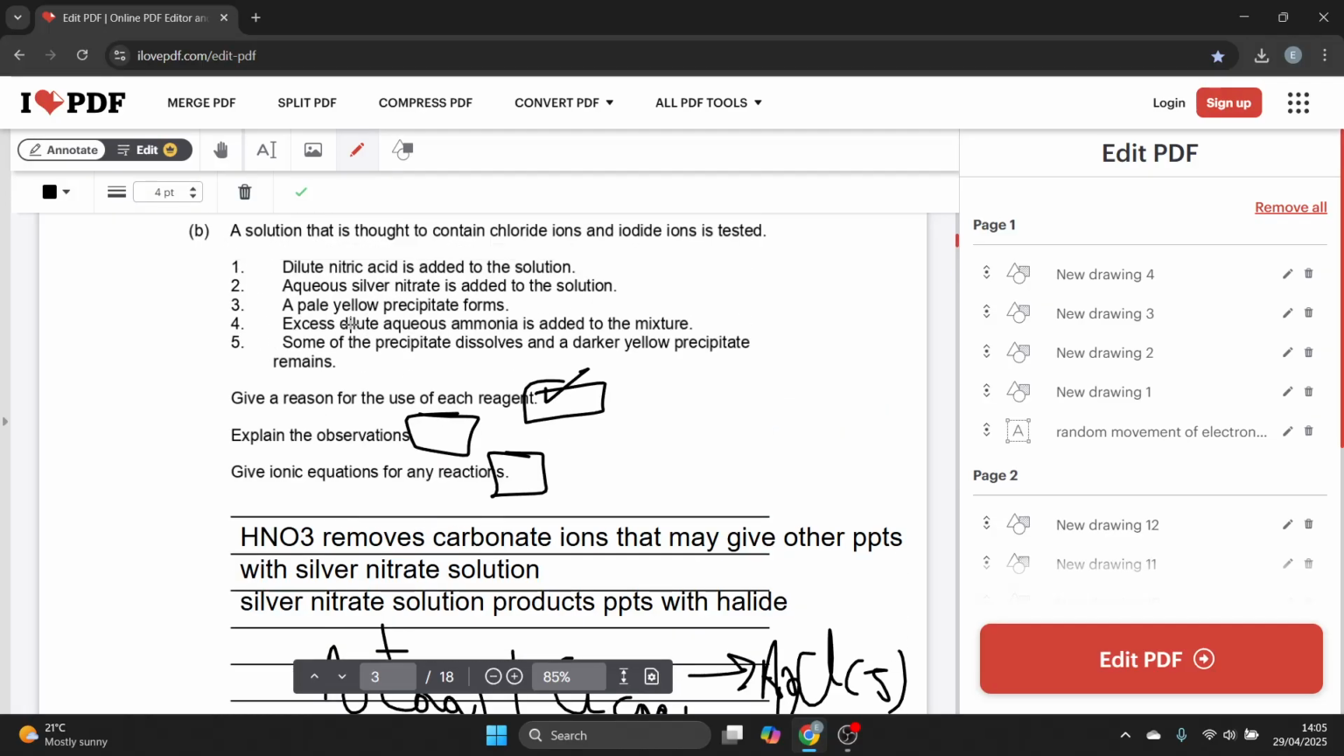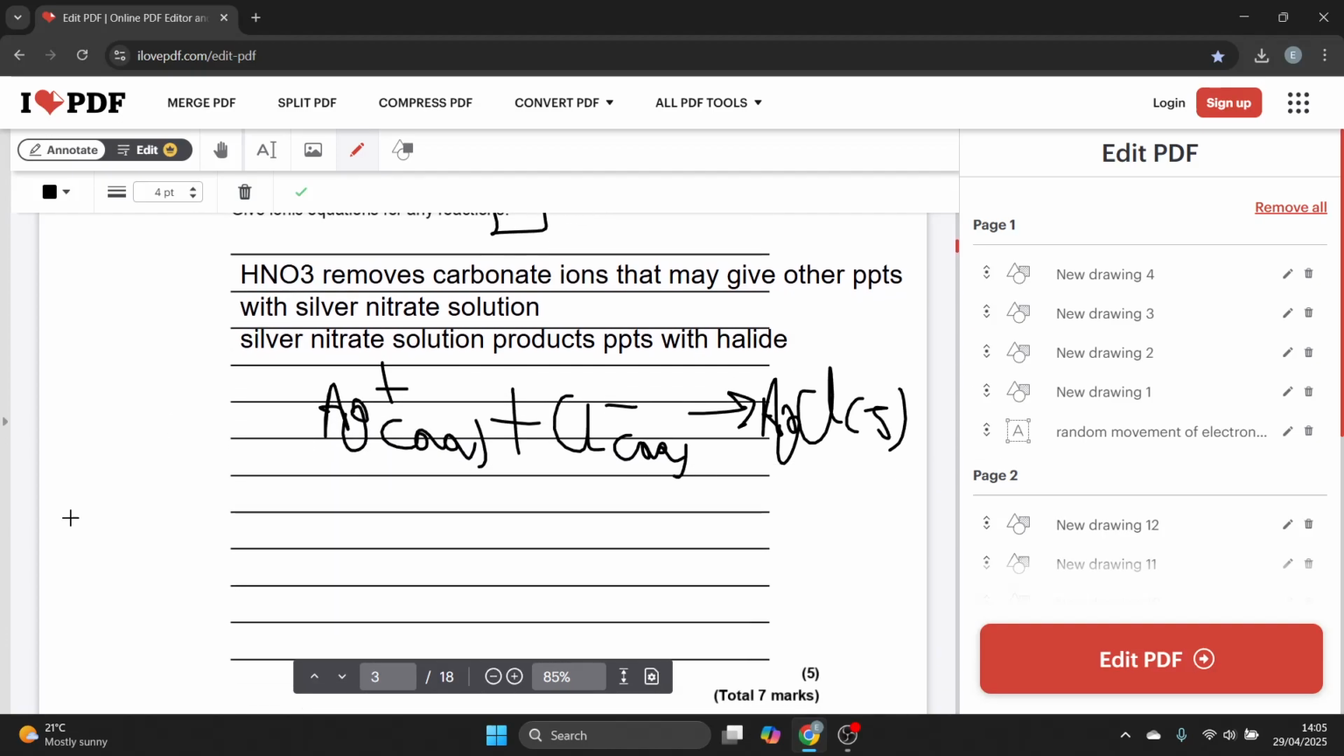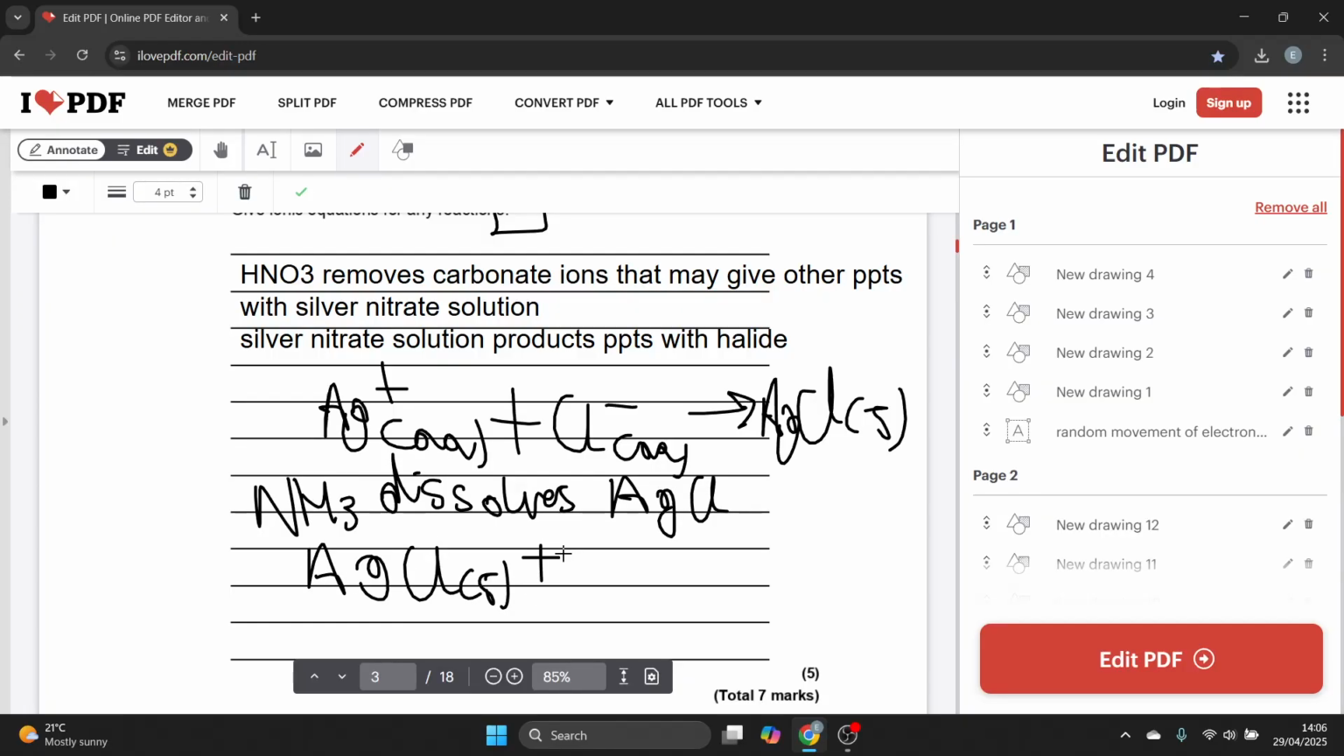And then why is ammonia added to the mixture? Because ammonia dissolves silver chloride. So NH3 dissolves AgCl, and then the equation, well, obviously AgCl plus 2NH3 to form Ag(NH3)2+ plus Cl-.